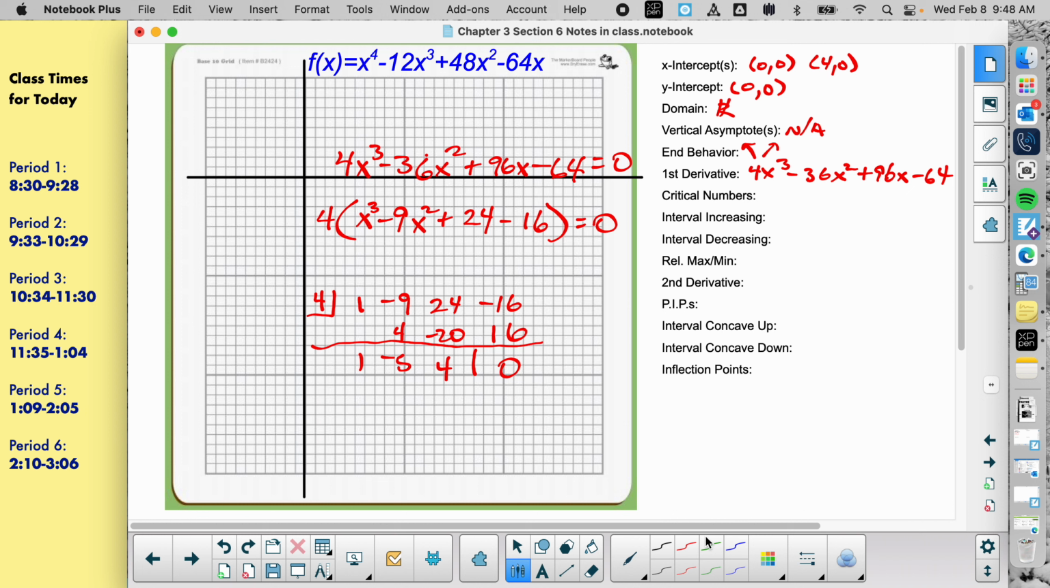So factored form. So far we've got 4 and x minus 4. And then I've got x squared minus 5x plus 4. That's a lot of 4s today. This would be x minus 4, x minus 1. Yep.